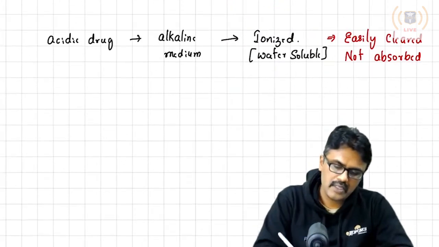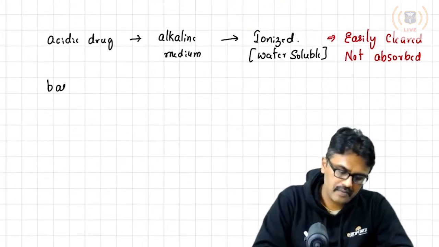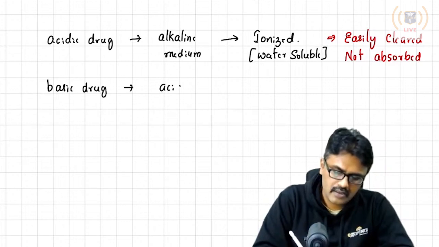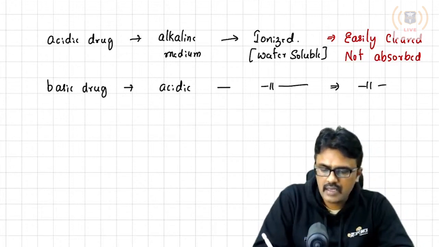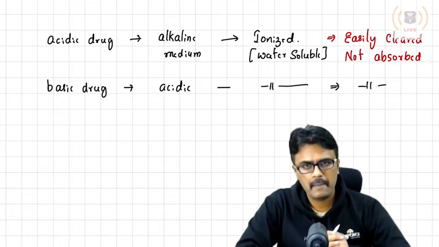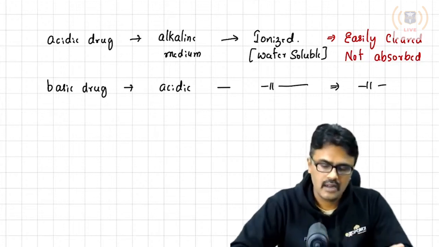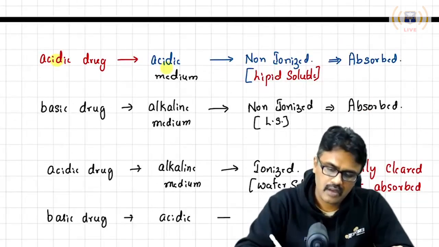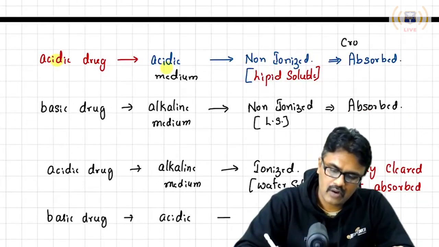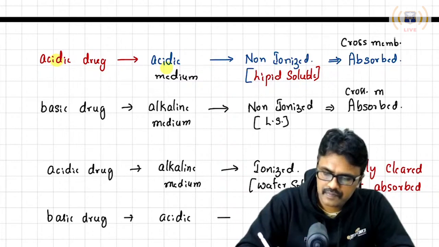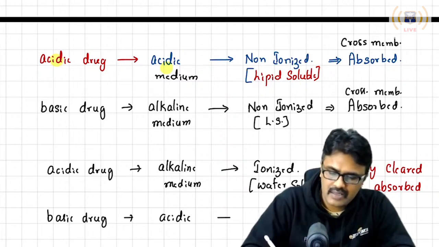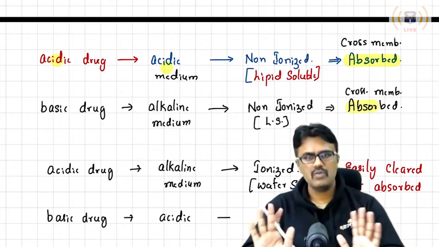Now same thing with the basic drug. If you place a basic drug in acidic medium, it will be ionized and it will be easily cleared. This is the second concept. Now here, along with absorption, what you have to write is it crosses the membrane. So if it is non-ionized, it crosses the membrane, and if it crosses the membrane, it is easily absorbed. So these two you understand.